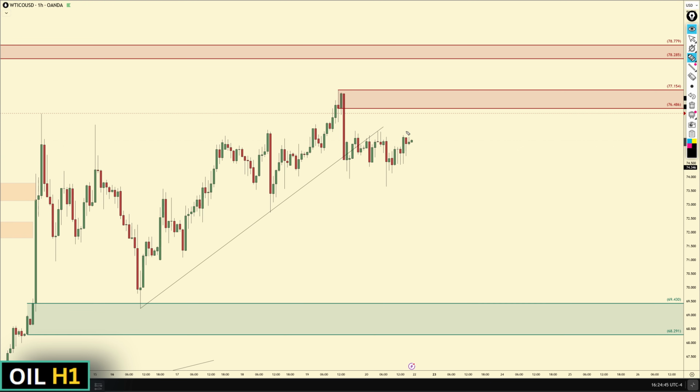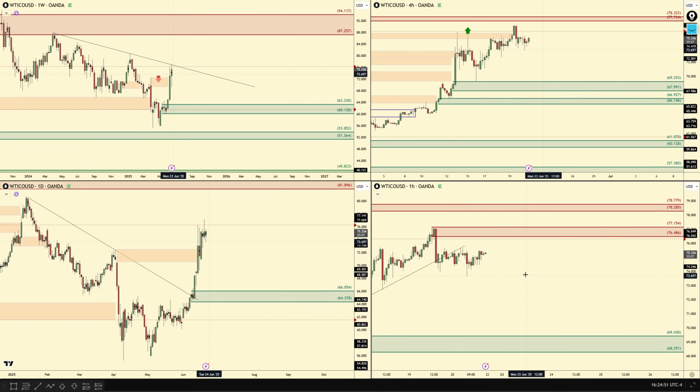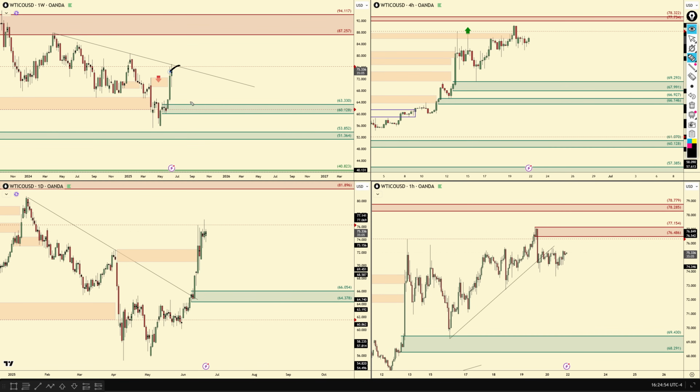I think oil could continue to be bullish here, so I'm waiting for some supply zones to be removed, but I don't mind a potential short trade up there if you think that downward trend line is going to be respected, and maybe we could see a retracement down to weekly demand here on crude oil.